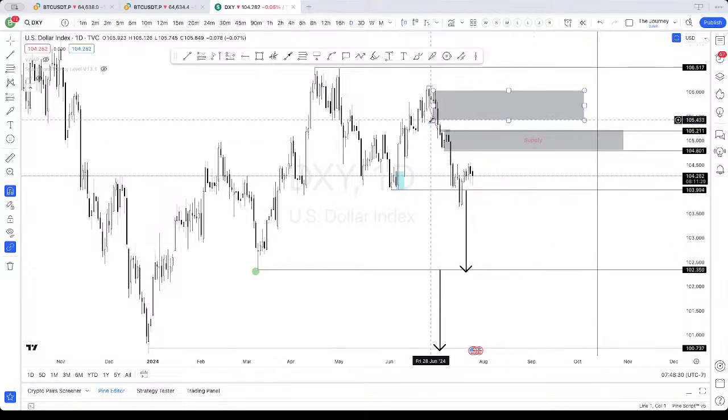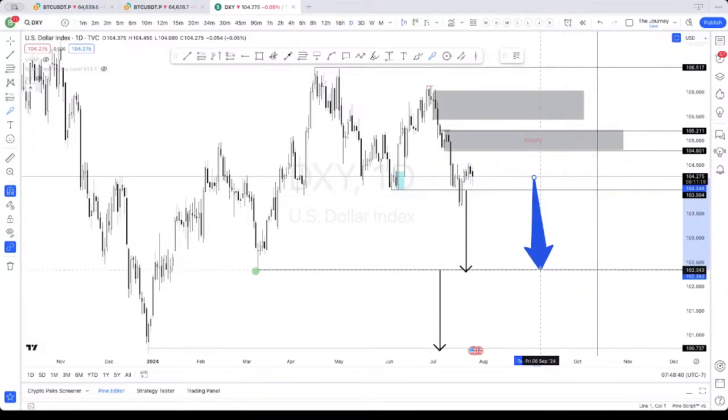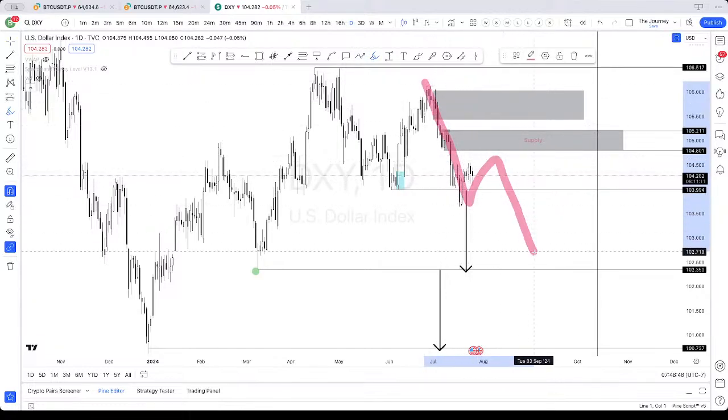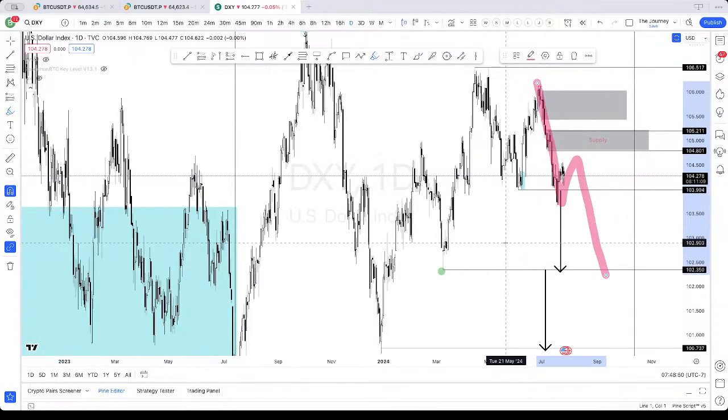I still feel the same way. Yeah, I still feel the same way about this. My thoughts have not changed. This here, to me, a loss of that still equals this guy. And so I would still expect lower highs and lower lows on the Dixie.